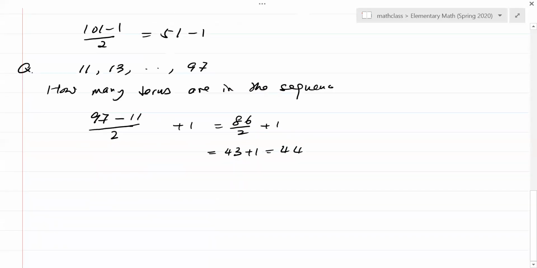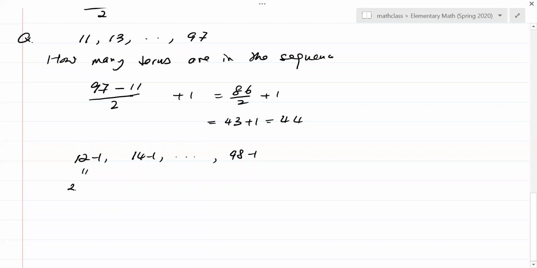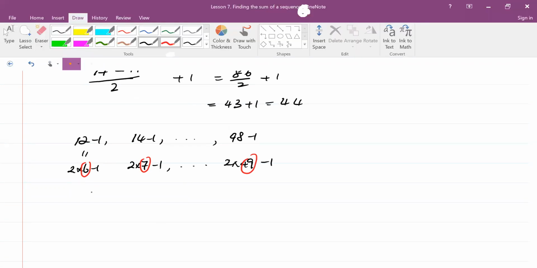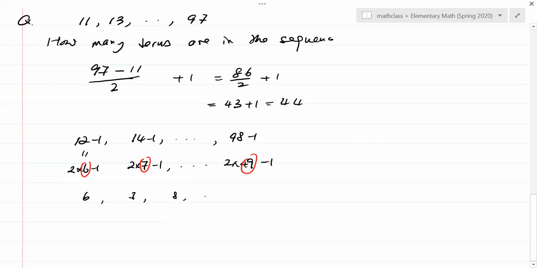Now another way to do it is I'm going to express 11 as 12 minus 1, even numbers, 14 minus 1, and 98 minus 1. Each number is going to be 2 times 6 minus 1, 2 times 7 minus 1. So 6 and 7, those are the labels. And here it is going to be 2 times 49, minus 1. So the corresponding sequence is 6, 7, 8, up to 49.